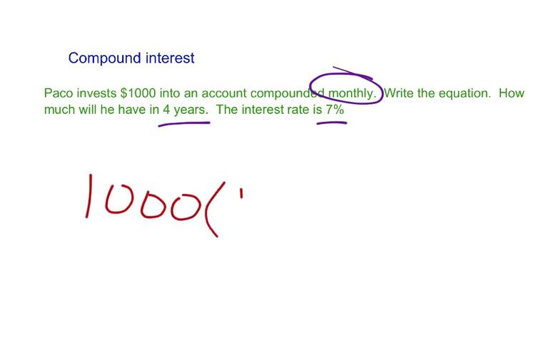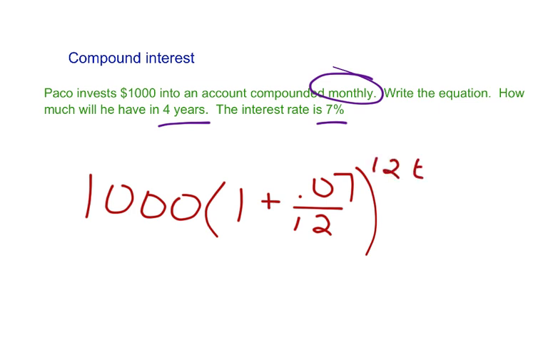It's compounded monthly, so it's over 12, and 7% is 0.07. And we have the exponent of simply 12t, because n is both in the denominator here and also up here, because it's getting compounded 12 times in a year. Alright, so now at this point you need to type it into a calculator if you want to find out how much he has in 4 years. So the exponent, that means if he has 4 years, he's going to compound it 48 times, because 4 times 12, that's how we get that there.